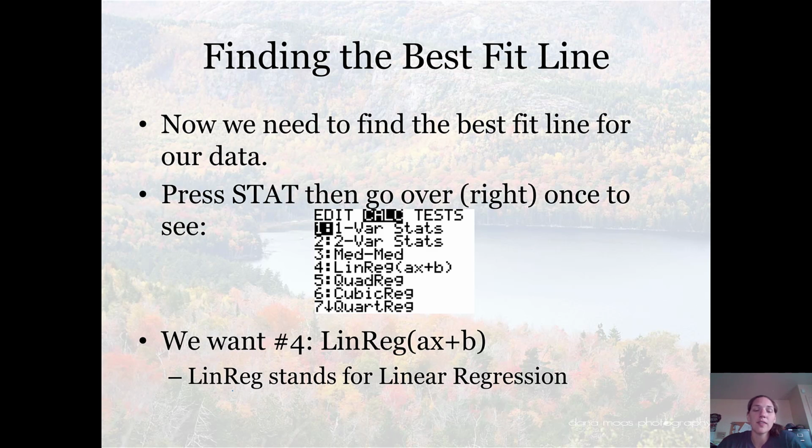Now that we know what it looks like, we want to find the best fit line. We're going to press Stat, and then we're going to go over one to the Calc menu. Under that, you'll see number 4, LinReg(ax+b). There is another LinReg. We'll use that in stats, but for now we'll use number 4, LinReg. That just stands for linear regression, because we are fitting a linear function here, and so that's what that means.